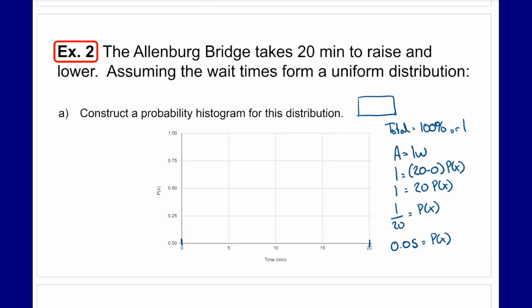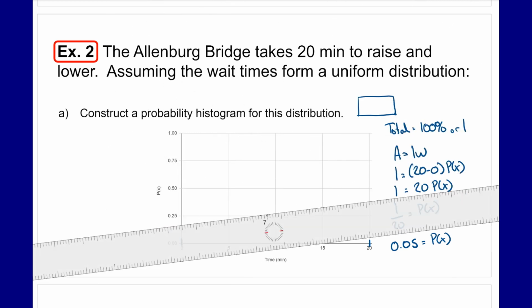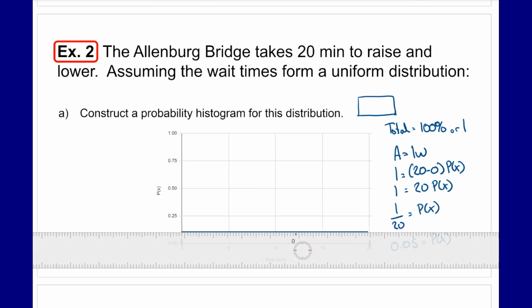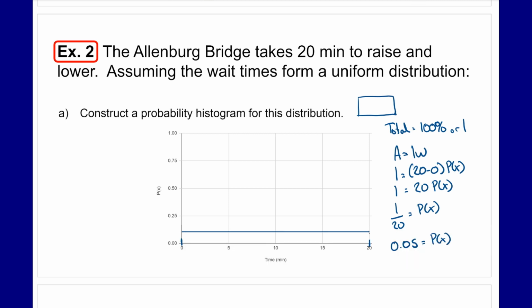So now when we go through and draw it, it's going to be a box, and we can say this is about 1/5. So there's my uniform distribution. Each box is all the same. It's a 5% chance across the board. So that's what our probability histogram would look like for this distribution.